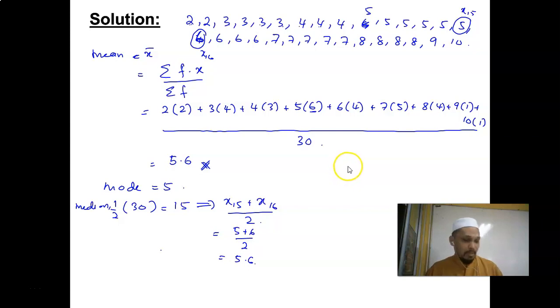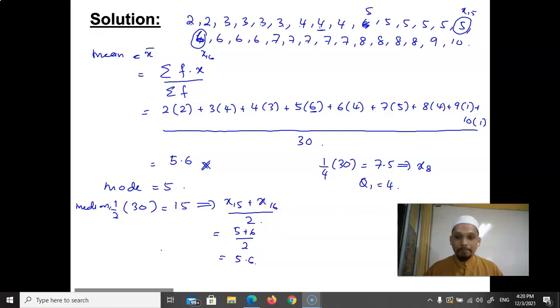And then according to the question, the first and third quartiles. First quartile, 1 over 4 times 30 equal to 7.5. So we round up to the 8th observation. Counting 1, 2, 3, 4, 5, 6, 7, 8, it equals 4. The first quartile is equal to 4.